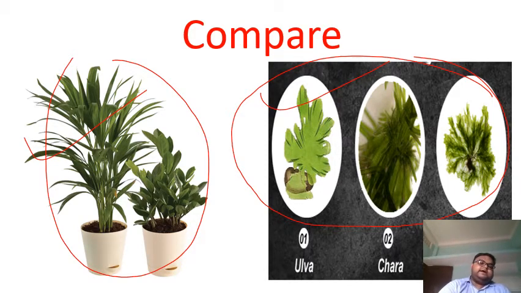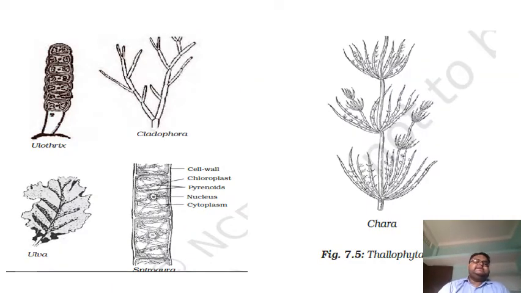Okay, so here the root, stem and leaves are present, but here you cannot make out where is root, where is stem, where is leaf. Okay, very good. You can see these examples also. So there is Ulothrix, Cladophora, Ulva. Here you can see cell wall is there, chloroplast is there, pyrenoid body is there, nucleus is there, cytoplasm is there. Yes, students. You can see another plant here also. It is known as Chara.